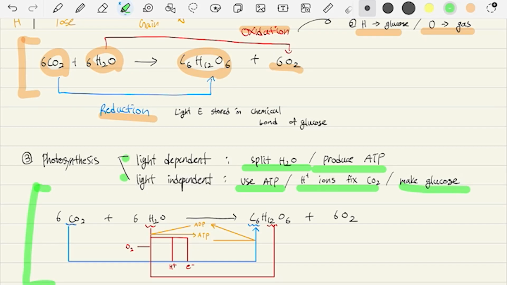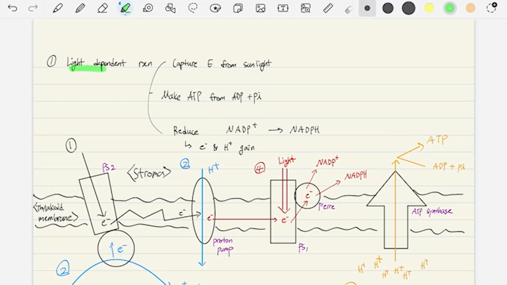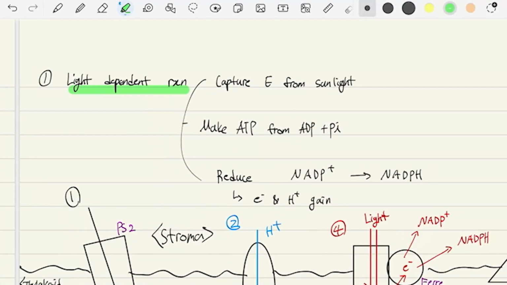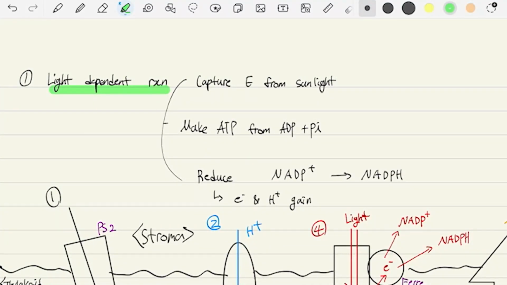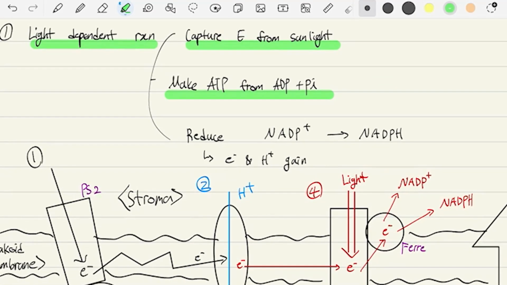This is the simple overview of how photosynthesis happens, and we're going to be more specific about this on the next page. So let's start with the light-dependent reaction. It is named light-dependent since it needs light for the reaction to happen. Basically, it captures energy from the sunlight, makes ATP from ADP and phosphate, and then reduces NADP plus to NADPH. And when I say reduce, as I said earlier, they gain electrons and hydrogen ions.